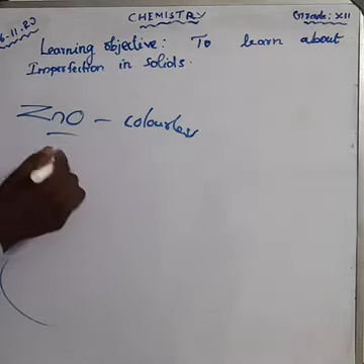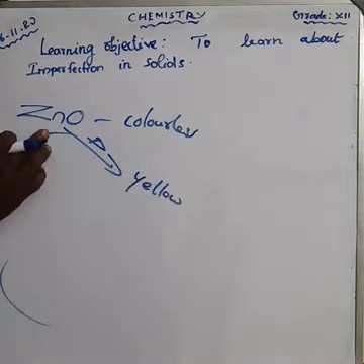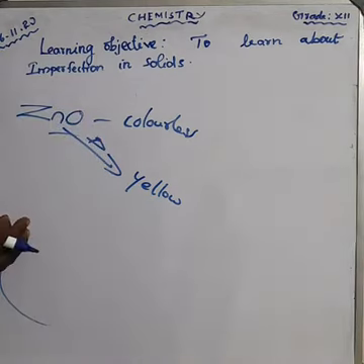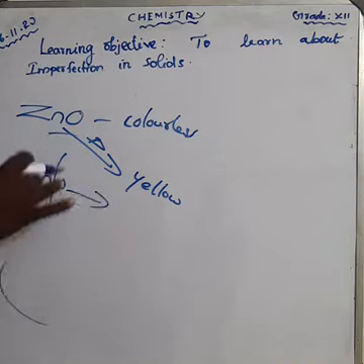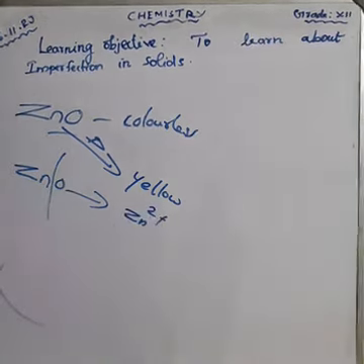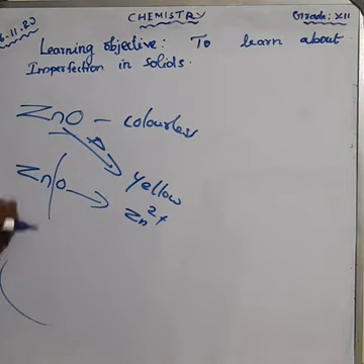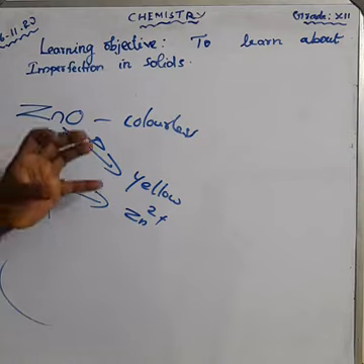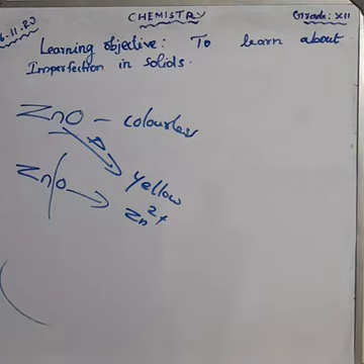When zinc oxide is heated, it becomes yellow. On heating, zinc oxide loses its oxygen, thereby forming free Zn2 plus ions. The excess Zn2 plus ions move to the interstitial site and the electron also occupies an interstitial position. This is another example of the metal excess defect.